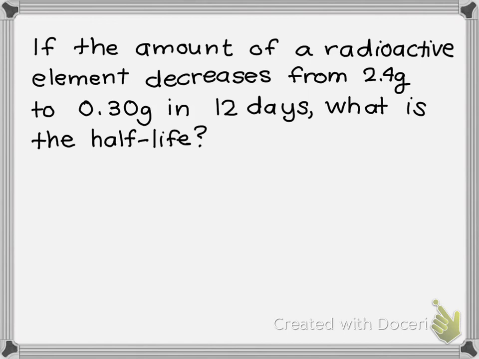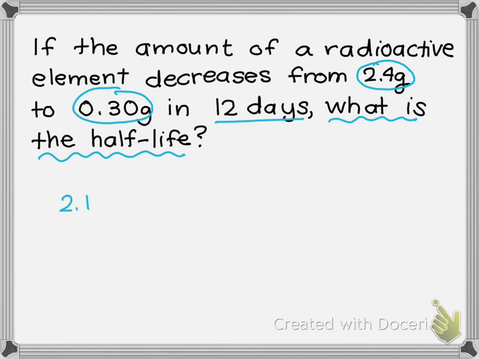Now here's one last question, and it kind of backs into the idea of half-life. It says if the amount of the radioactive element decreases from 2.4 to 0.3 in 12 days, what is the half-life? Well, I know the definition of half-life is dividing in half. So if I went from 2.4 and divided in half, that would equal 1.2. And if I divided it in half again, that would be 0.6. And if I divided that in half again, that'd be 0.3.